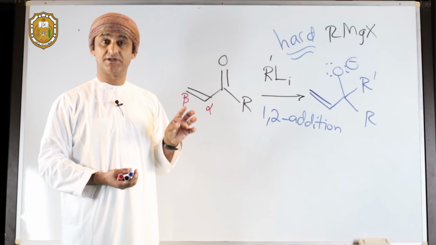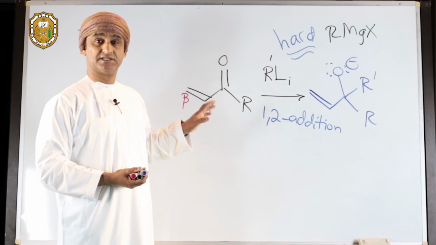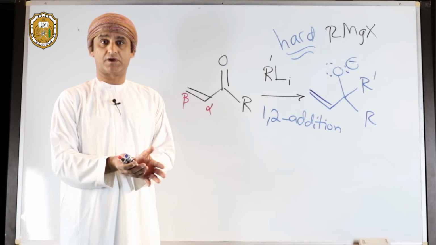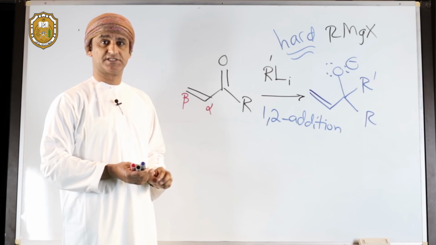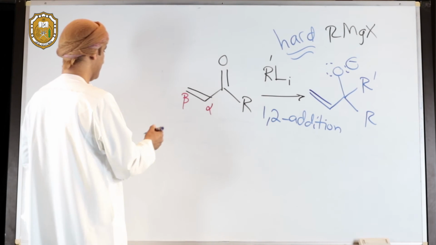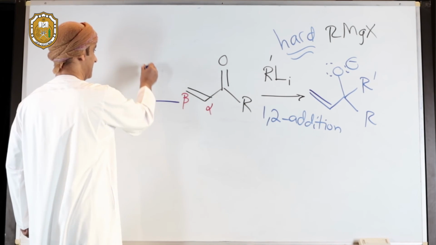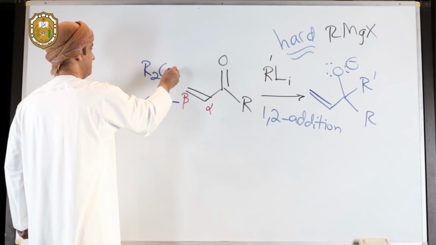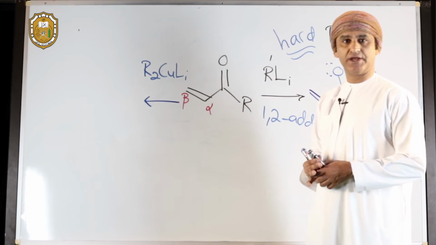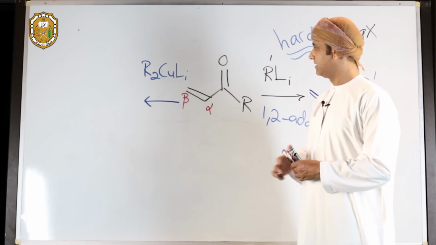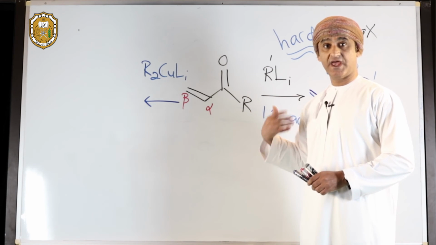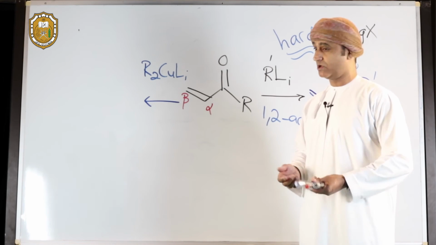That's because copper is not as electropositive. Copper is a transition metal. It's actually at the end of the first row of the transition metal block. So it has much less electropositivity than lithium or magnesium. So therefore, if you react this alpha beta unsaturated carbonyl compound with a Gilman type copper reagent or organocuprate, the cuprate will attack the beta carbon of the alpha beta unsaturated carbonyl compound, thus favoring a 1,4 addition type or conjugate addition.